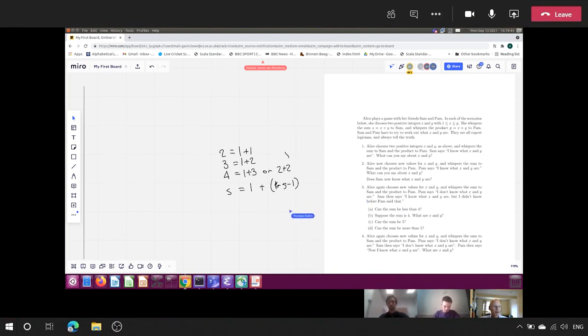So Alice now chooses new values for x and y and whispers the sum to Sam and the product to Pam. Pam says, I know what x and y are. What can you say about x and y? So in this case, we have x and y precisely specifying p, which means that p must only have 2 factors, because otherwise we don't know what x and y are, which tells us that p must be prime.